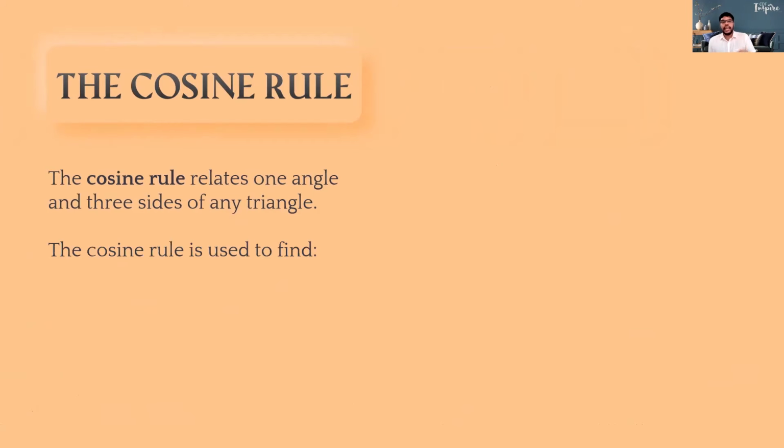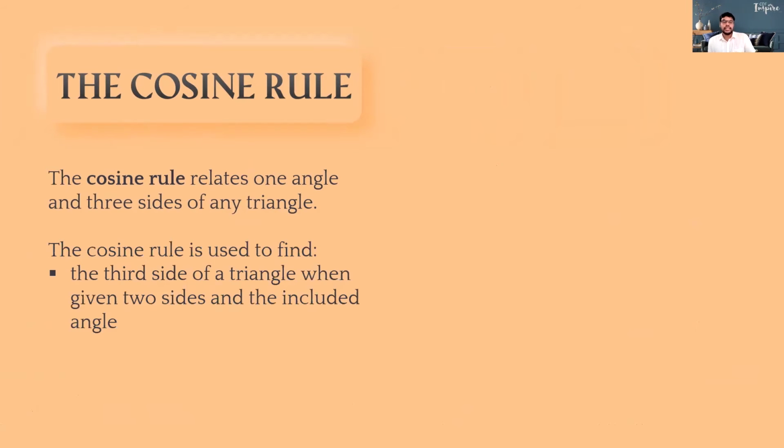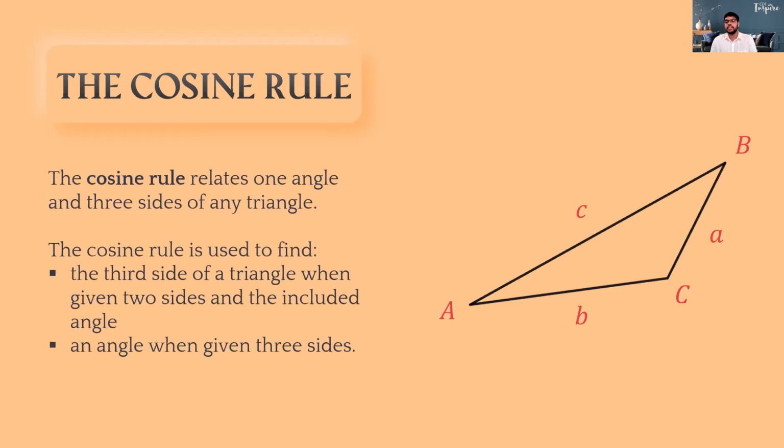Okay, it can be used to find the third side of a triangle when two sides and the angle included between the two sides are given, right? If you're given a triangle with two sides and the angle in the middle, you can use the cosine rule to find the other side length. Or if you know all three sides of a triangle, this can be used to find any of the angles you want, right? It can be used like that as well, right? So this is the cosine rule, children.